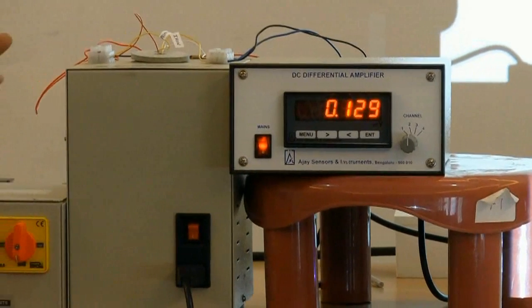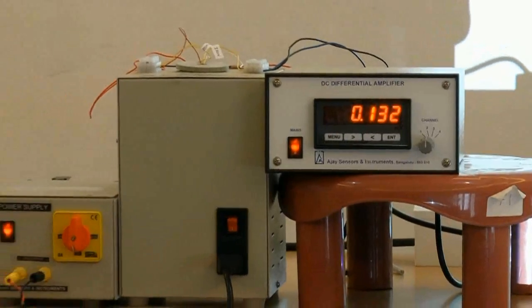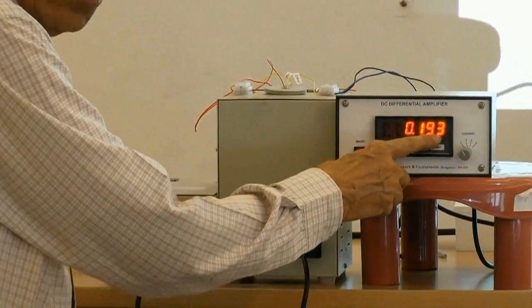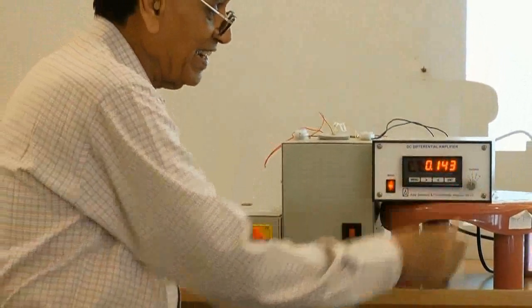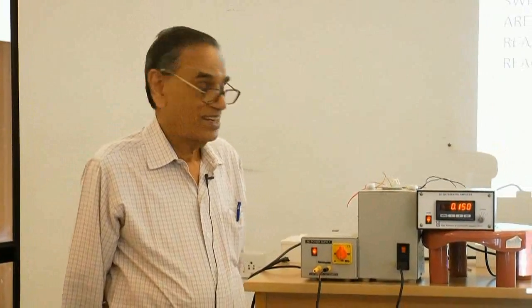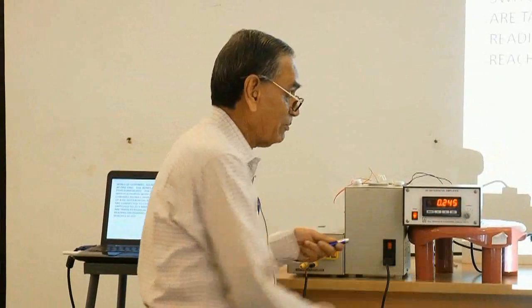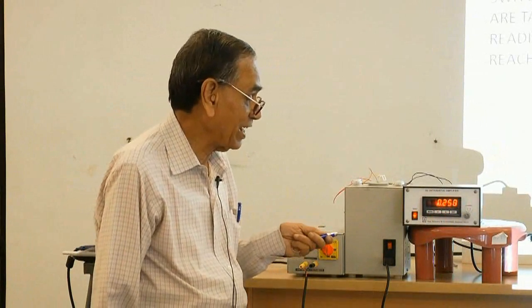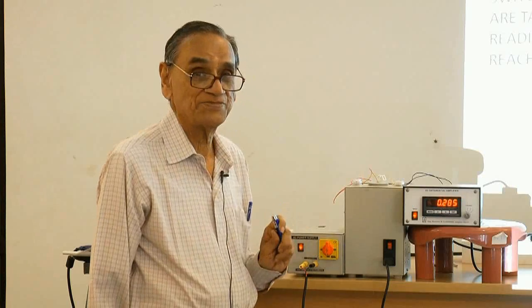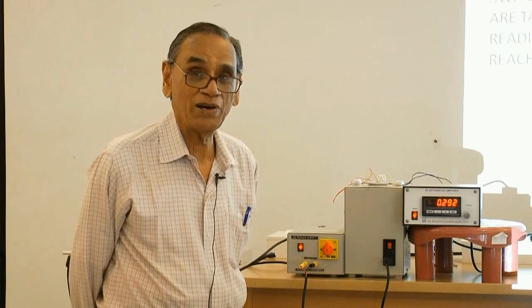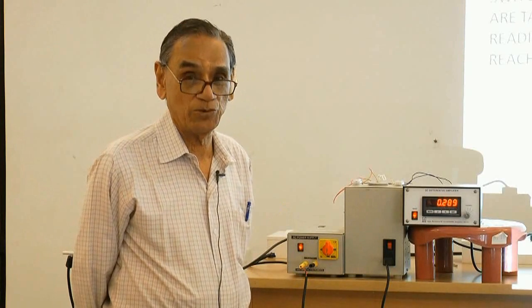So all that you do is, every 5 minutes, you take the reading of channel 1, take the reading of channel 2. Every 5 minutes. Channel 1 gives thermo EMF of chromel alumel in millivolts. Channel 2 gives thermo EMF of iron copper in millivolts.